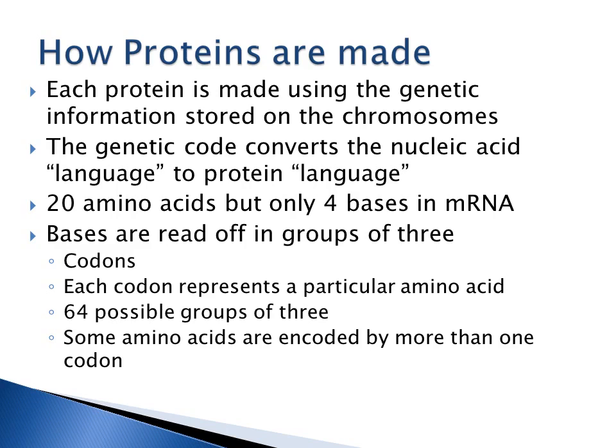So your bases to make up your protein are read off in groups of 3, and these groups of 3 are called codons. Each codon represents a particular amino acid. There are 64 possible groups of 3. So since there's 64 possible groups of 3, why don't we have 64 amino acids? And the reason is that some amino acids are encoded by more than one codon.